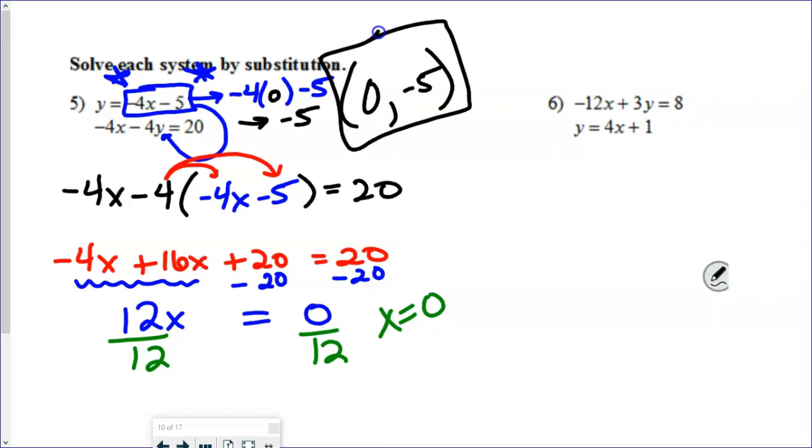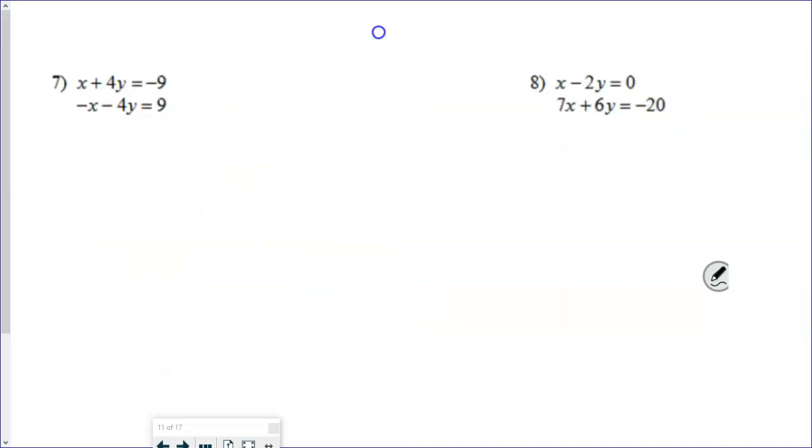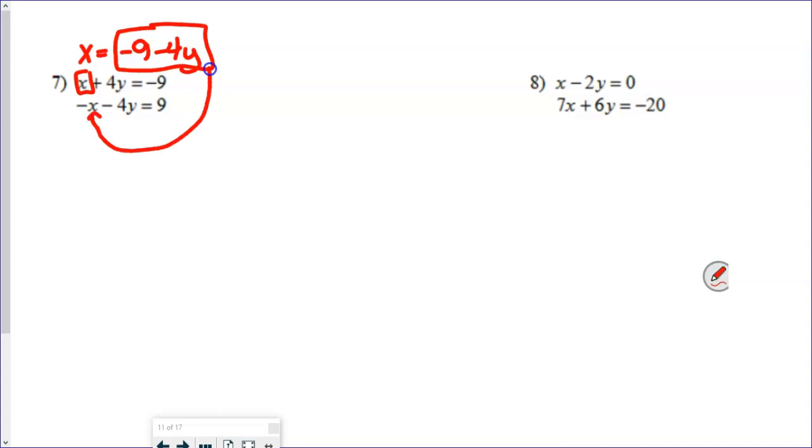Substitution is awesome if it's already set up to substitute, but sometimes it's not. So you got to come through the questions and realize, okay, who would I like to isolate so that way I could substitute? And I look for the variable that has the smallest coefficient, preferably a positive one as well. So I'm eyeballing this x right here. If I could solve for this x, I could rearrange, that would be awesome. I'm going to subtract the 4y over. I'm going to write it as -9 minus 4y.